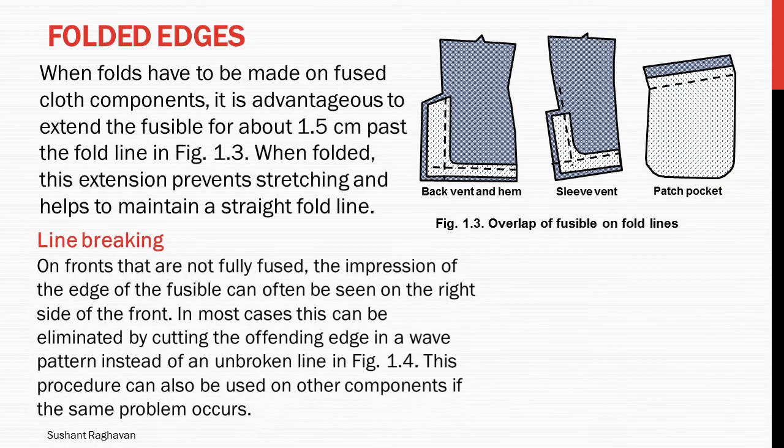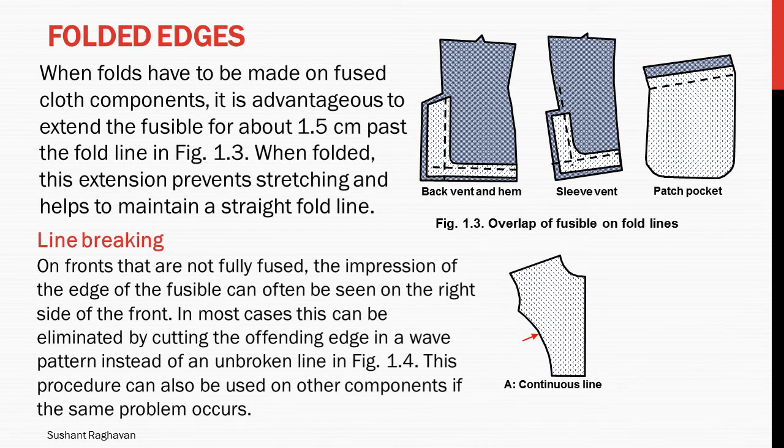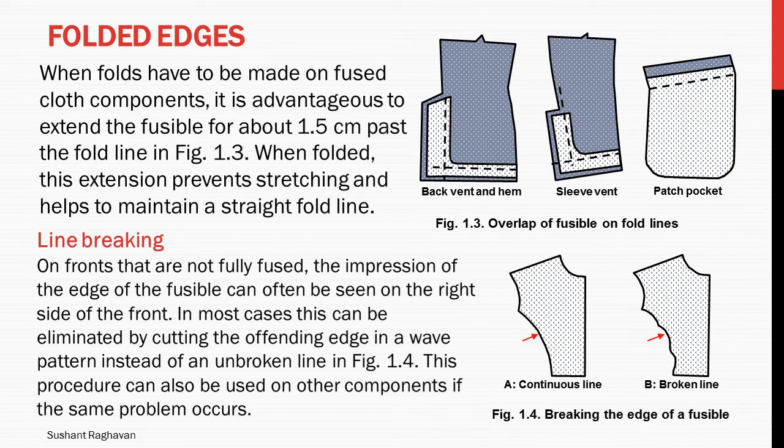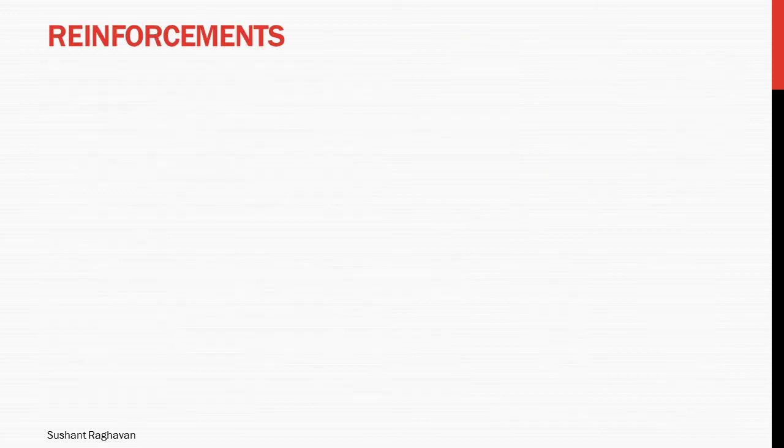Line breaking. On fronts that are not fully fused, the impression of the edge of the fusible can often be seen on the right side of the front. In most cases, this can be eliminated by cutting the offending edge in a wave pattern instead of an unbroken line, in figure 1.4. This procedure can also be used on other components if the same problem occurs.